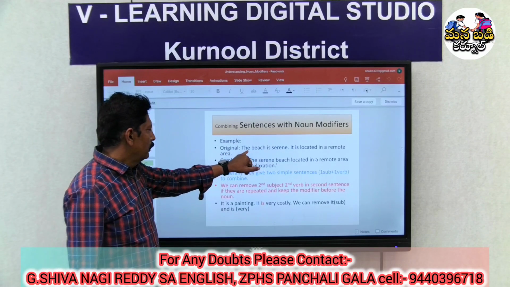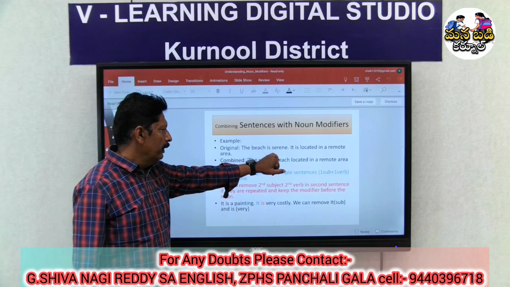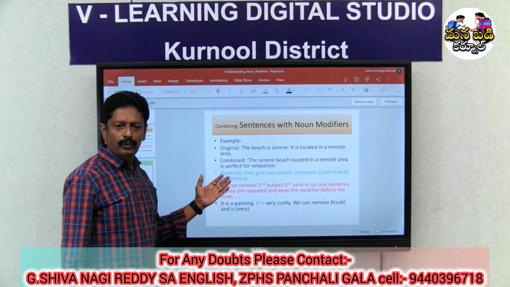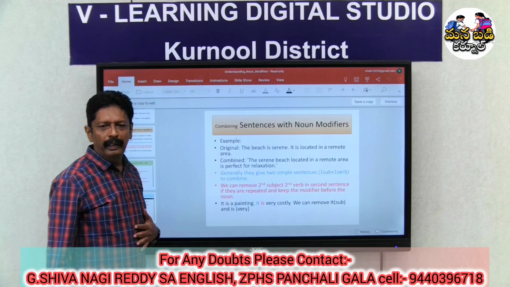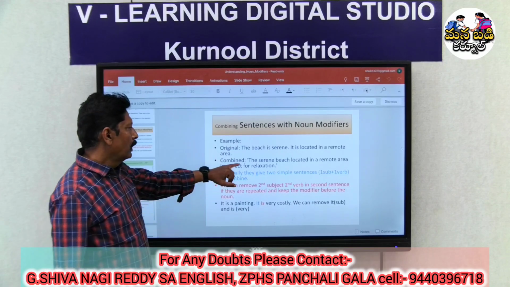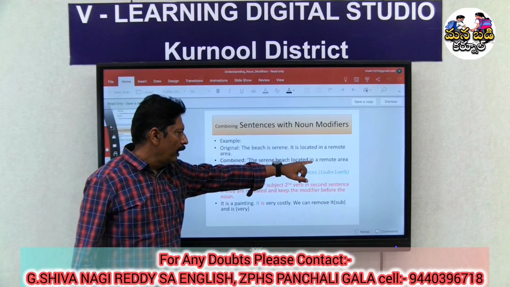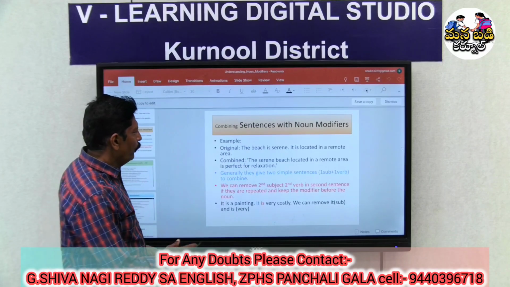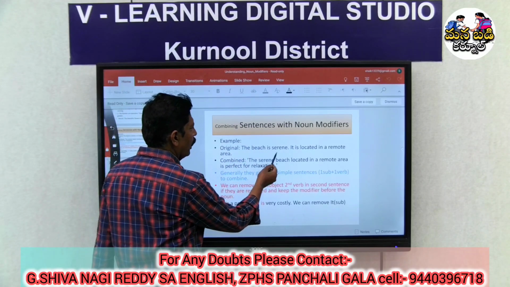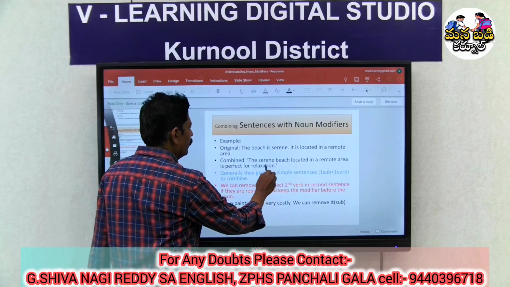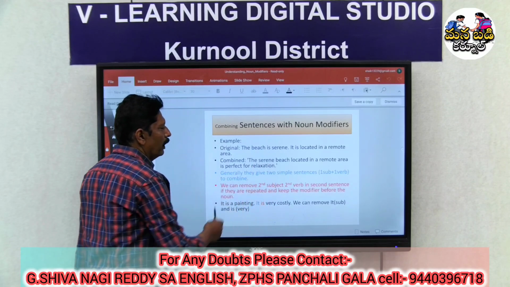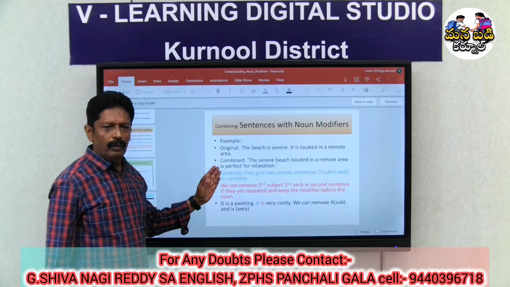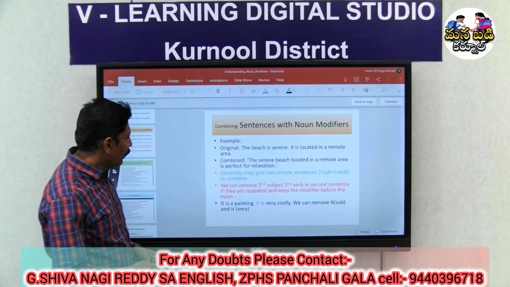This is the question. The beach is serene. It is located in a remote area. Now combine these two sentences highlighting the noun modifier. The serene beach located in a remote area is perfect for relaxation. So we combined both sentences using the noun modifier. Serene is an adjective here. So this is an adjective noun modifier. Next one.